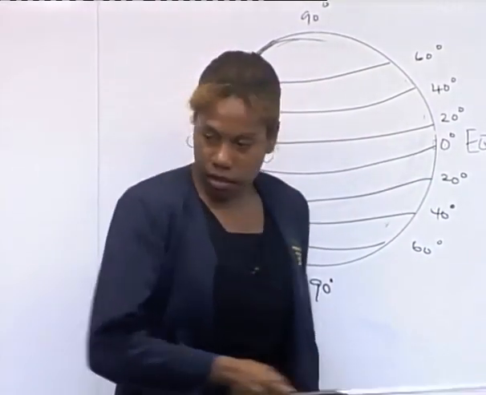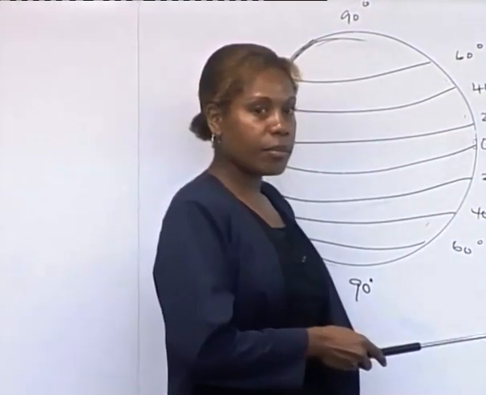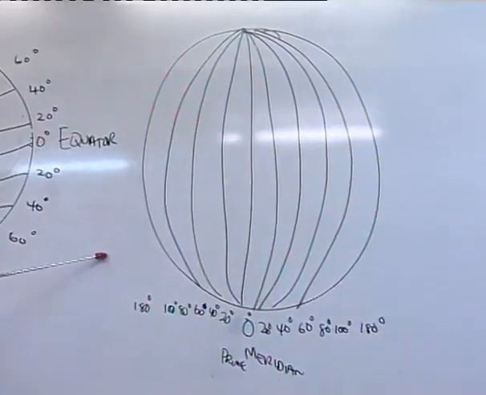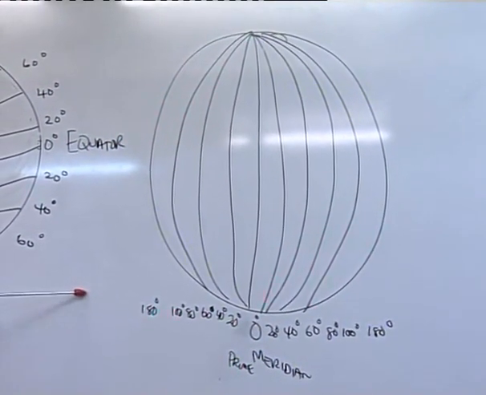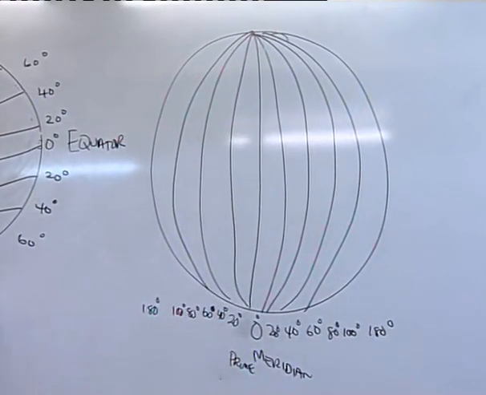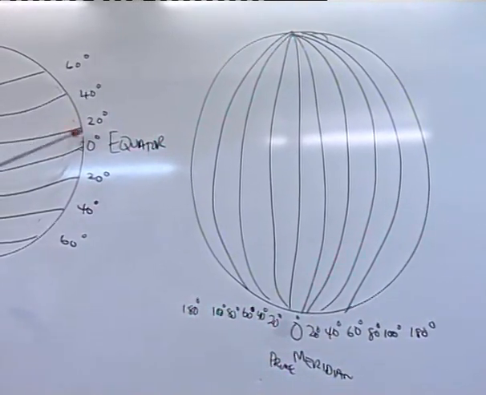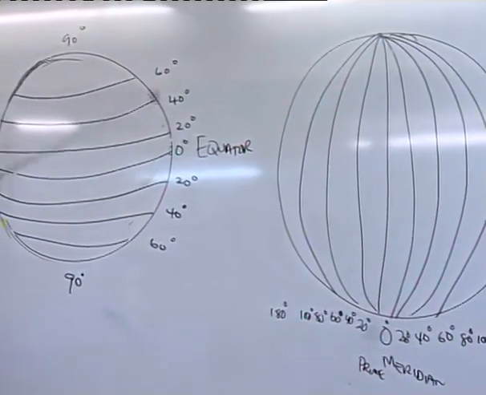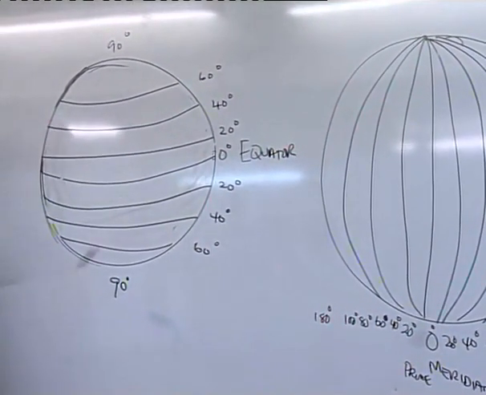So it says here, each longitude line is given a number between 0 degrees and 180 degrees. So 0 up to 180 degrees west, 0 to 180 degrees east. Same with the equator and latitude lines, 0 to 90 degrees north, 0 to 90 degrees south.